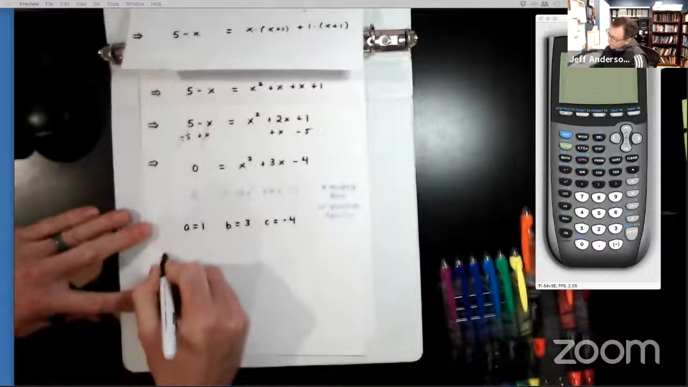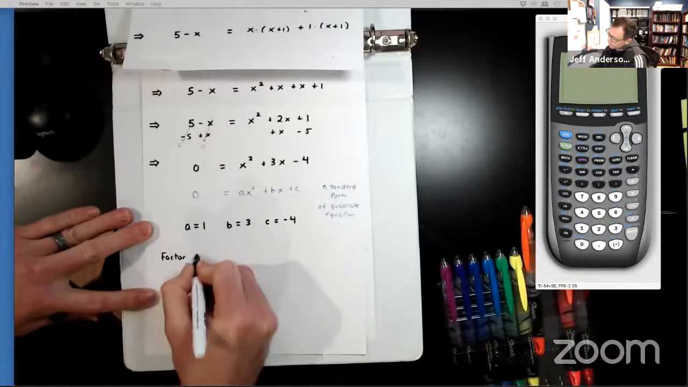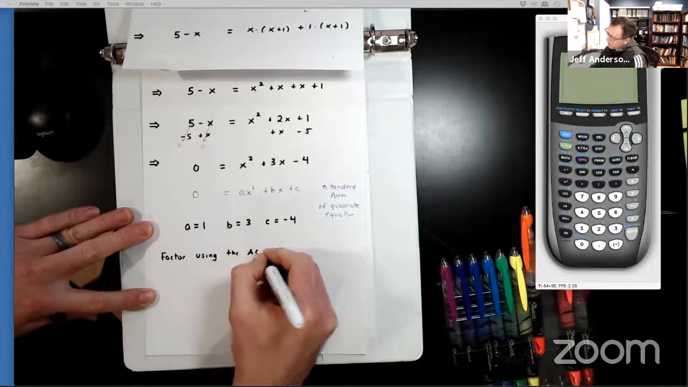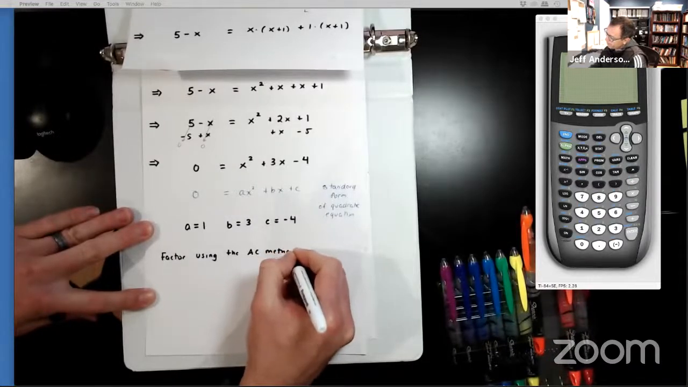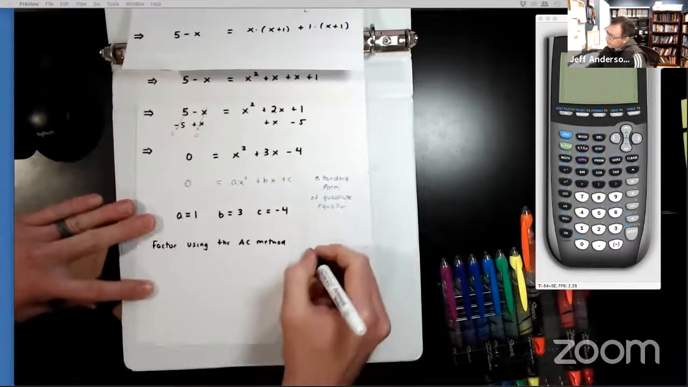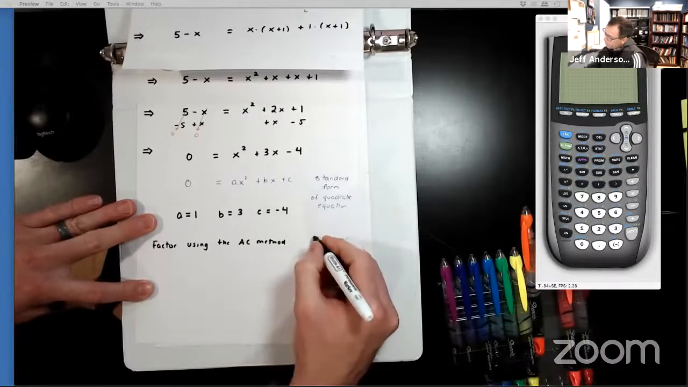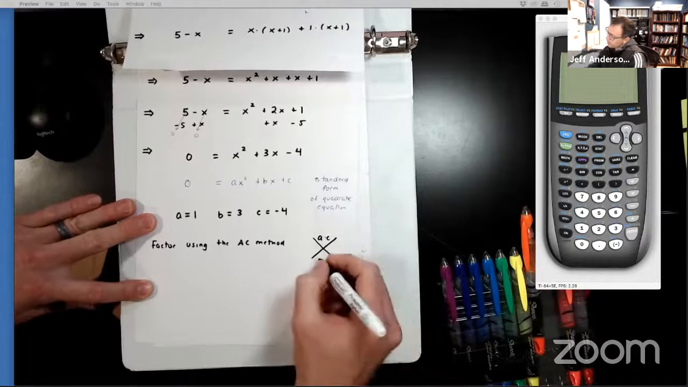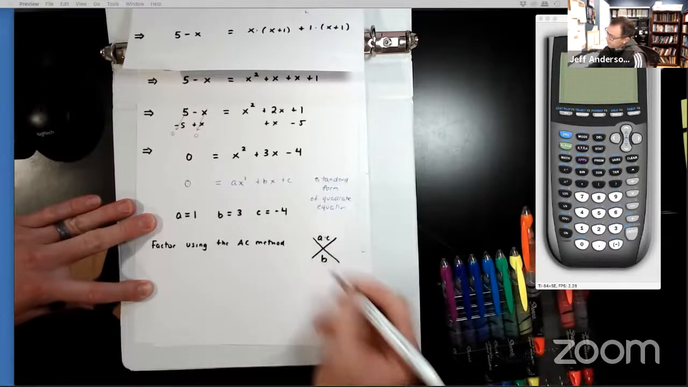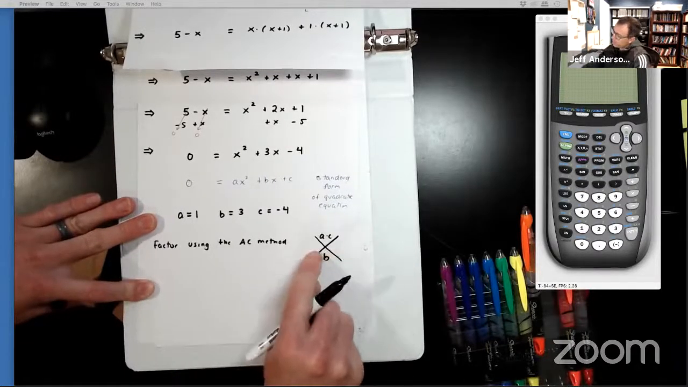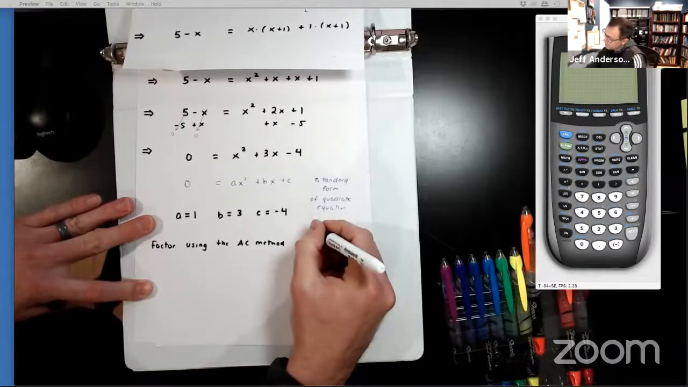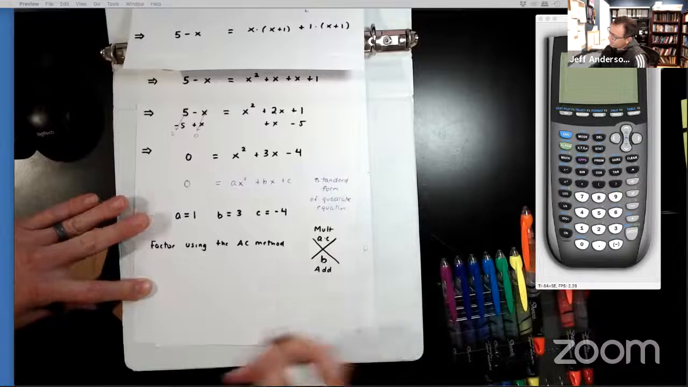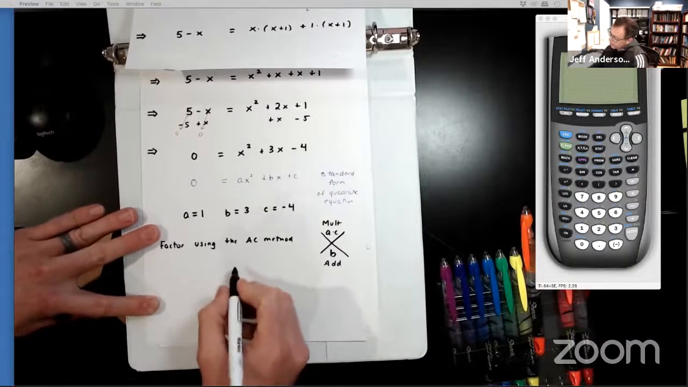So we're going to factor using the AC method. In the AC method, we literally write a times c up top, and we write b on the bottom, and then we want to find two numbers that multiply to a times c and add to b. So let's go ahead and do that.